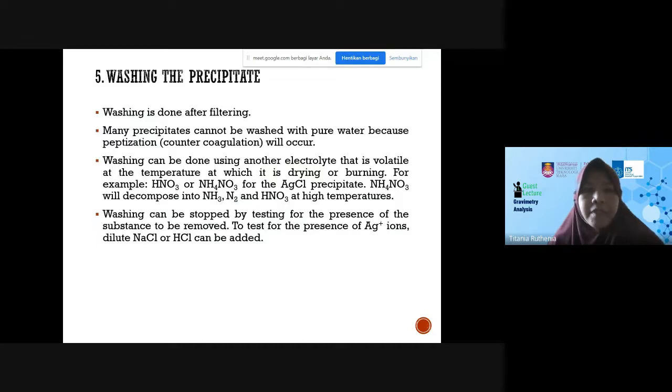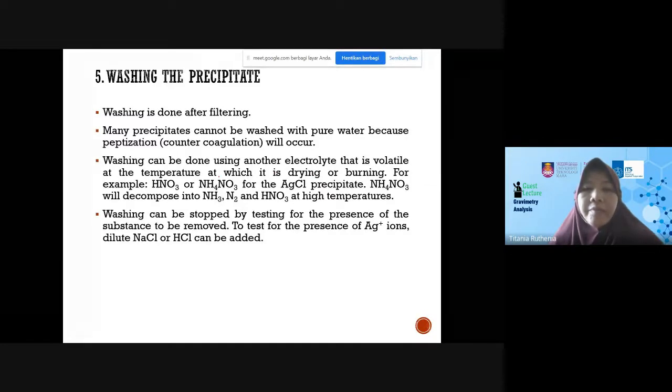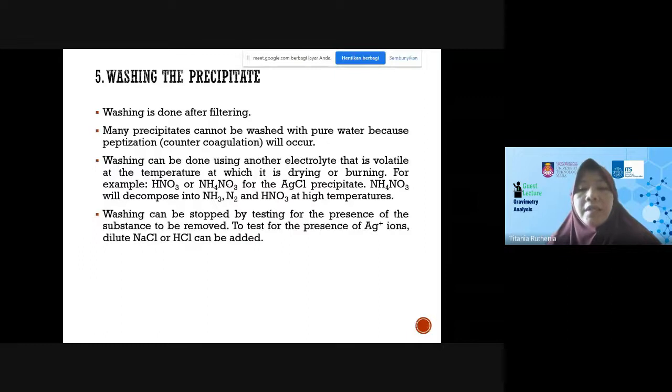And step number 5 is washing the precipitate. Washing is done after filtering. Many precipitates cannot be washed with pure water because of peptization, so in this case we can use an electrolyte. It is volatile at the temperature when the precipitate is dried or burned, so it will not interfere with the precipitate, because the electrolyte will decompose and volatilize during the drying or burning process.